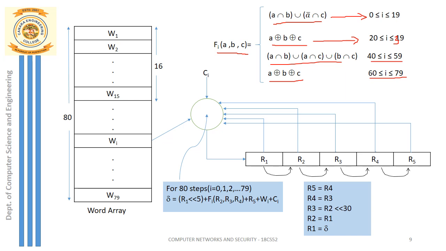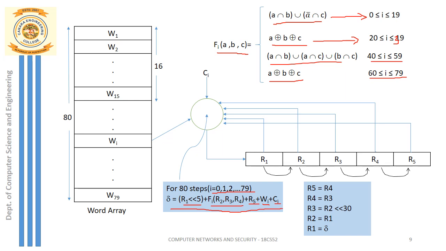Then for the 80 steps, starting from i equal to 0 to 79, the 4 rounds are described as follows, where rho is equal to the value of R1 shifted towards left 5 times plus the output of the function plus content of R5 and the ith word and the ith constant value, that is Ci, where Ci is a constant value specified by the standard for round i. So this will be calculated for 80 different steps.